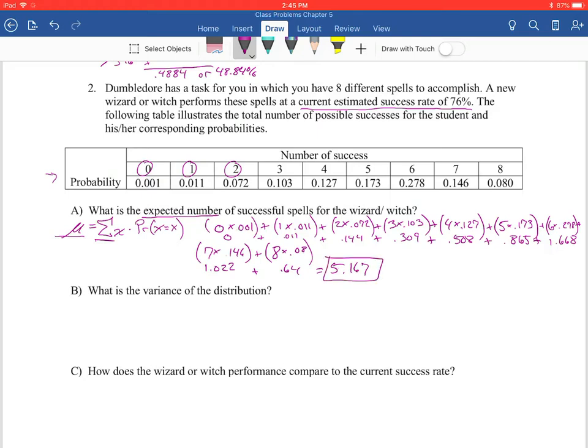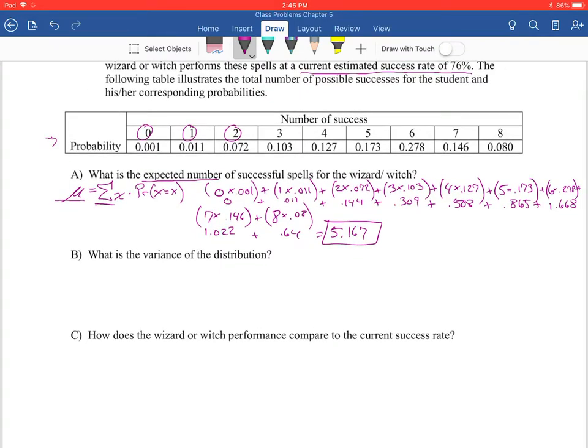5.167. And this is the average. This is the expected number of spells that we estimate that this particular wizard or witch is going to cast. So they'll just get over 5.16 spells successfully done.